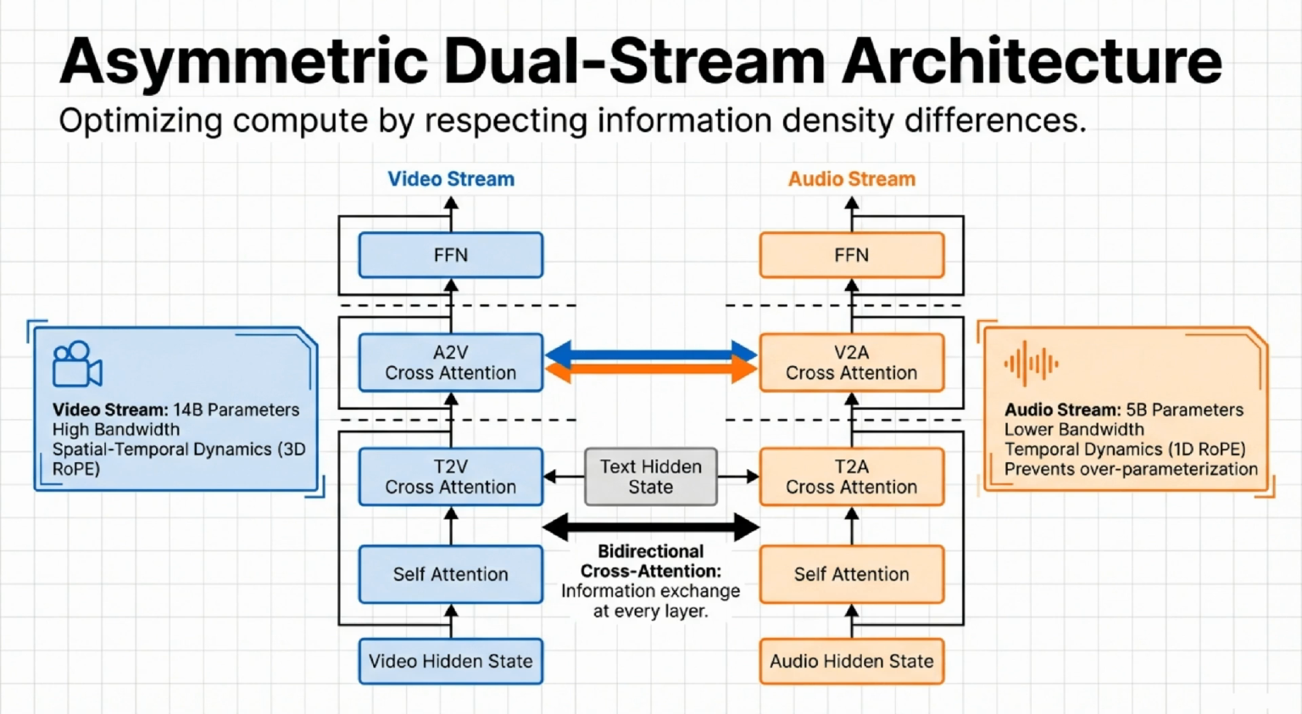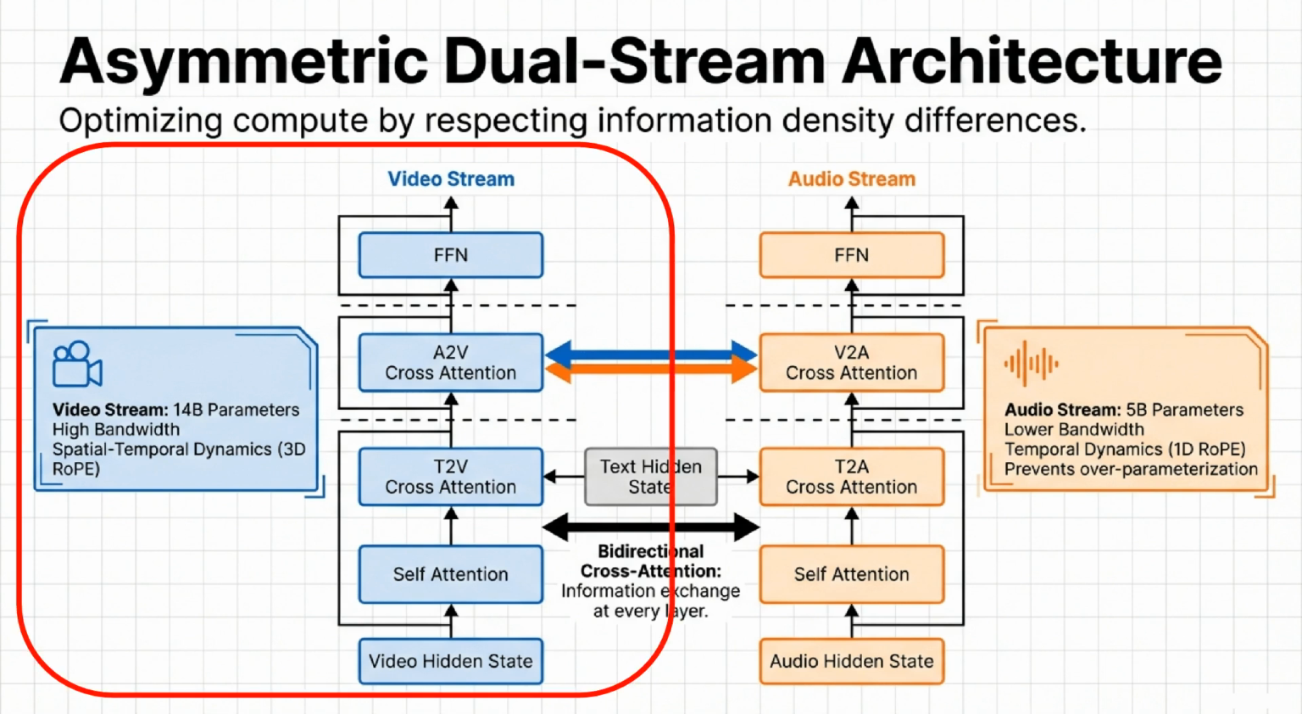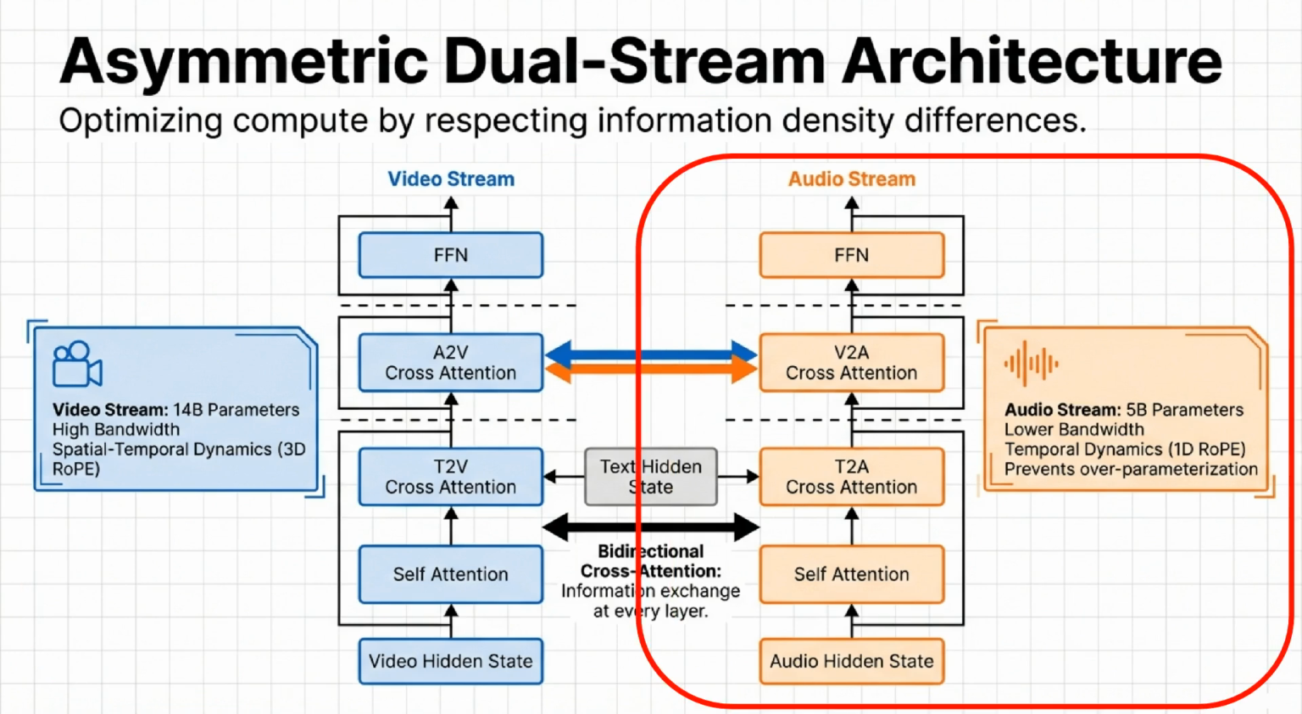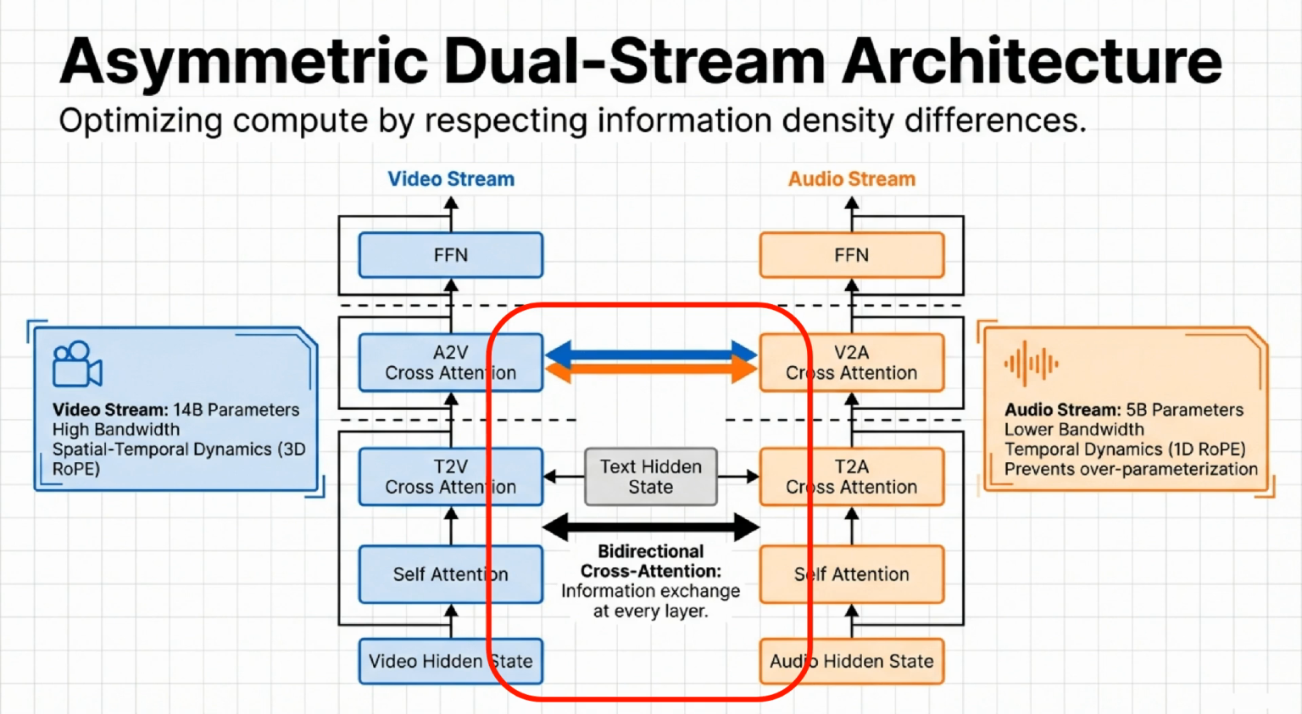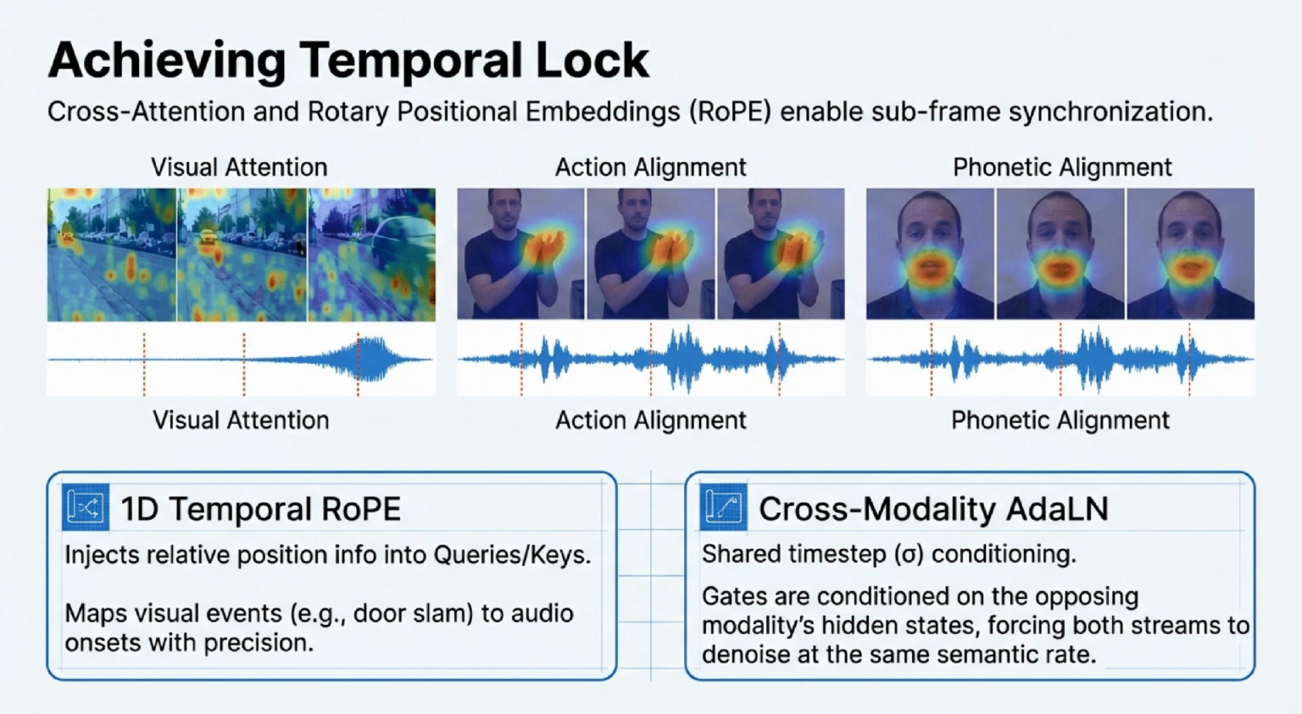Let's open up the architecture. The researchers designed this as an asymmetric dual-stream system. It is asymmetric because it respects the difference in information density between modalities. The video stream is heavier, with 14B parameters to handle high-bandwidth spatiotemporal dynamics using 3D RoPE. The audio stream is lighter, at 5B parameters, focusing on temporal dynamics with 1D RoPE. Crucially, there is bidirectional cross-attention at every single layer. This allows the video and audio hidden states to exchange information constantly during the generation process.